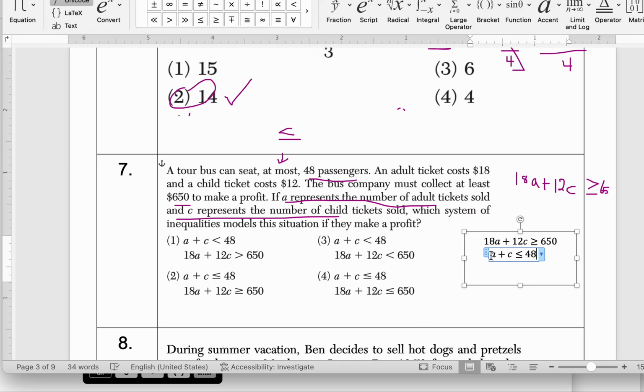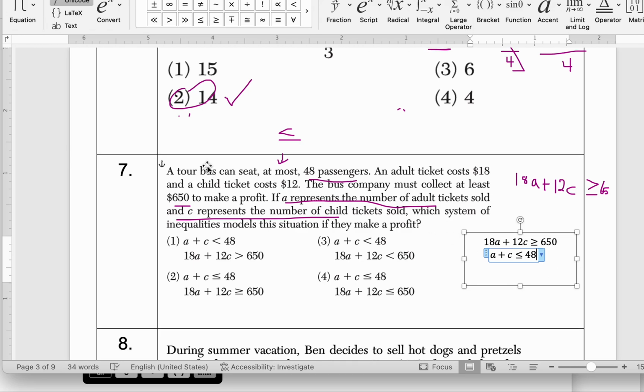It's almost like if I was to just write this in instead, a tour bus can seat at most this, and then this is the profit I want to make. It's really just a translation of it. Now, I put the number of tickets and the cost together with where money goes. And then I put the number of tickets sold. The number of adult tickets sold plus child tickets sold all together should be less than or equal to 48, because there's only 48 seats.